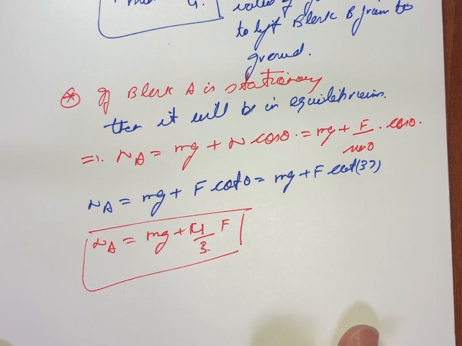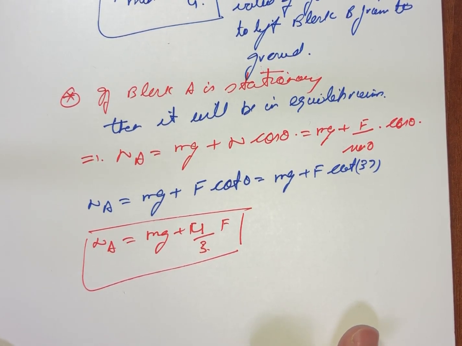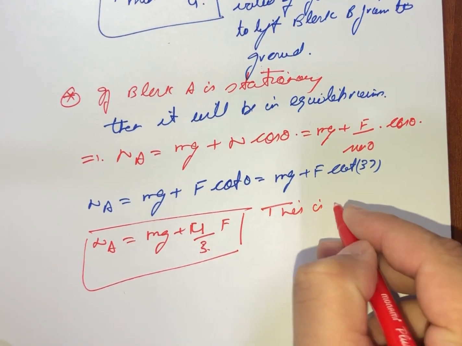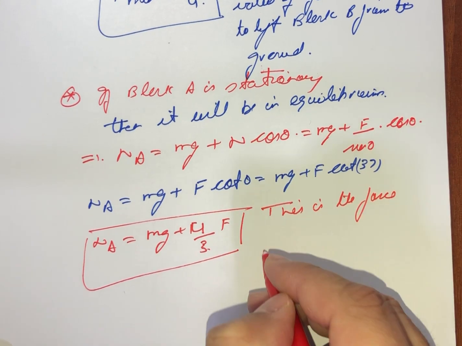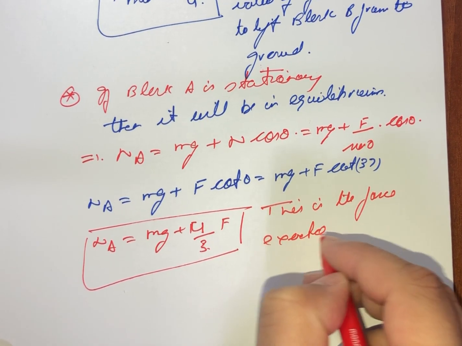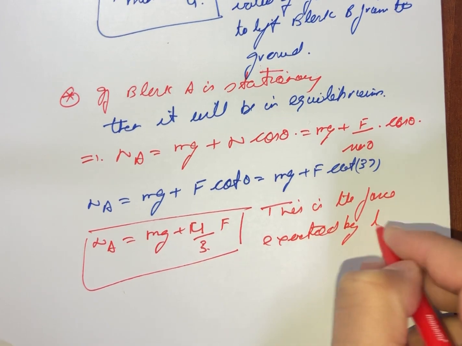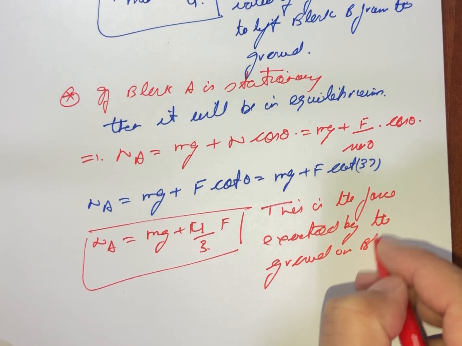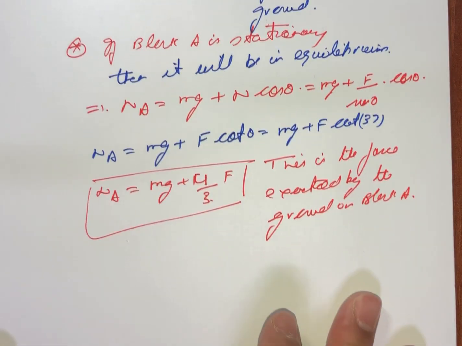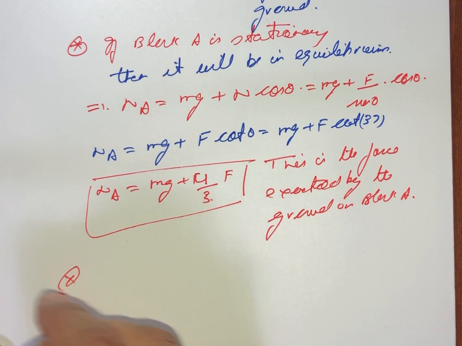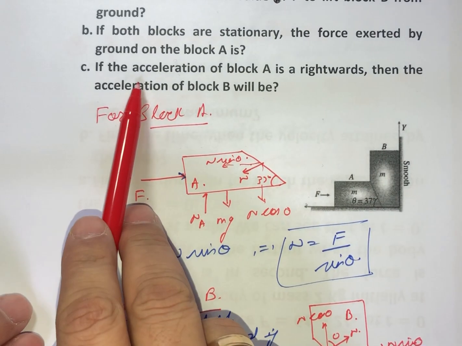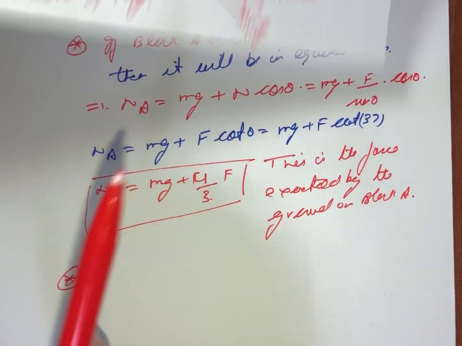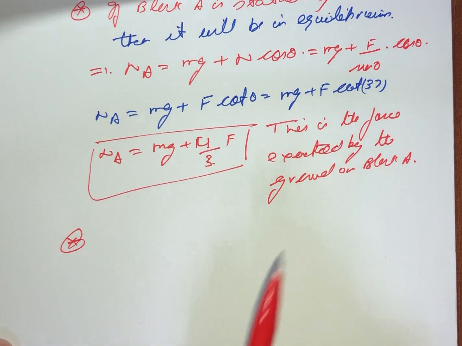So this is the normal force, the force exerted by the ground on block A. And finally, we are supposed to find out, if the acceleration of block A is rightwards, then what the acceleration of block B will be. Okay, so we are going to find out acceleration.